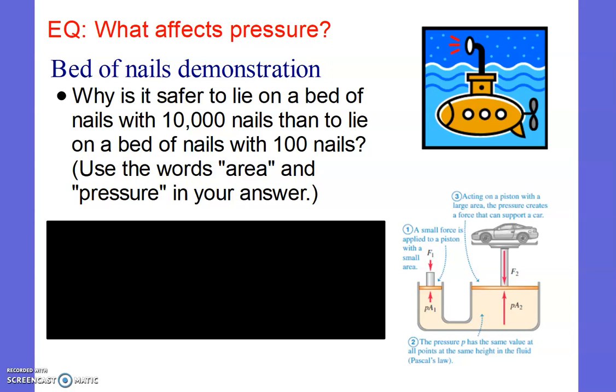The first one kind of alludes to the first statement that we said, that the greater the area, the less the pressure. And so the question here is, why is it safer to lie on a bed of nails with 10,000 nails than to lie on a bed of nails with only 100 nails? What I'd like you to do is pause the video, answer this question, and then when you're ready, unpause the video and see how well you did. In order to answer this question effectively, you're going to have to use the words area and pressure in your answer.